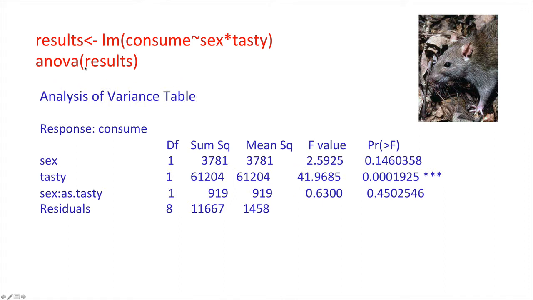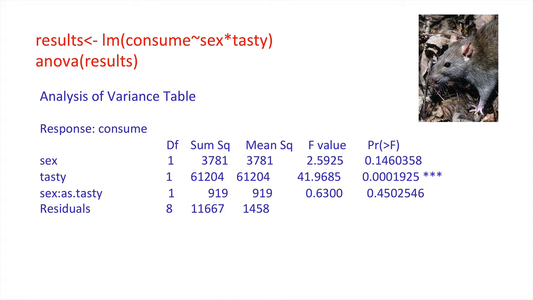Now, how do we fit a factorial analysis of variance? Well, with a factorial analysis of variance, we're looking not just at the main effects, but also their interactions. And so here we're fitting a linear model with consumption and sex times tasty. You'll remember that the times represents fit of a model with interactions, and it knows straight away that sex and tasty are both categorical variables that have been defined in that way, and we can plot out our results.